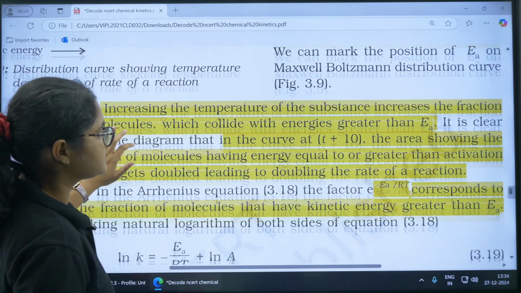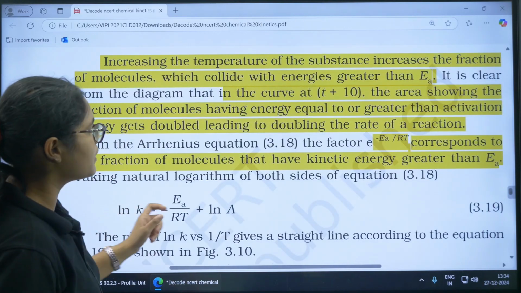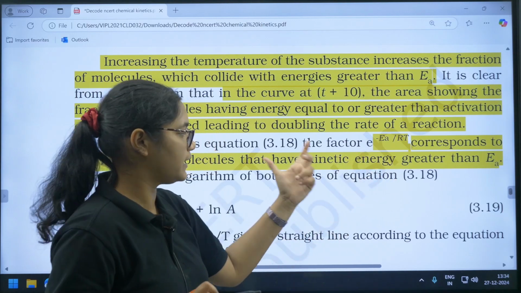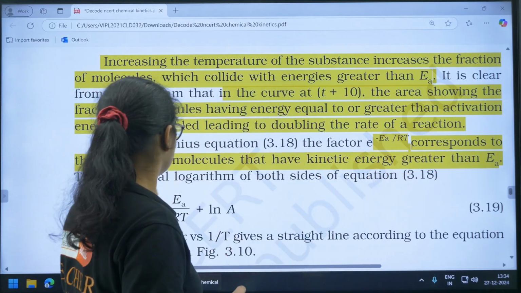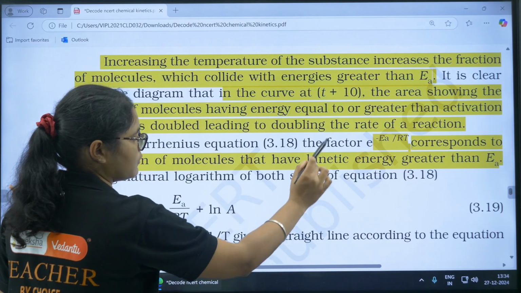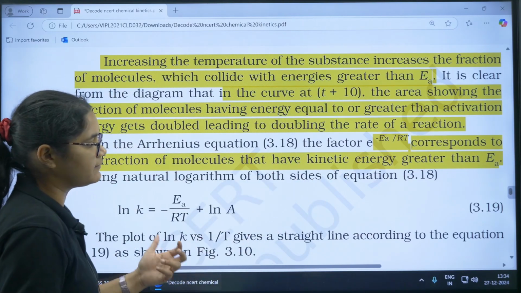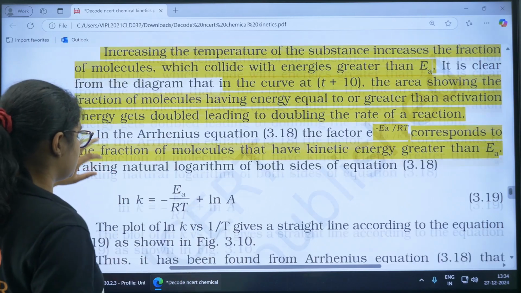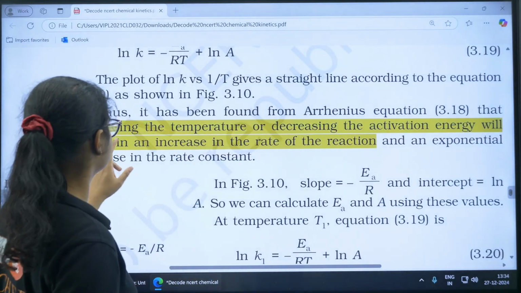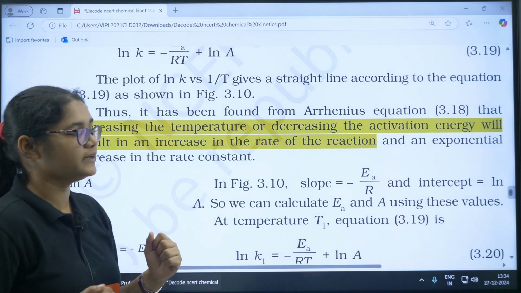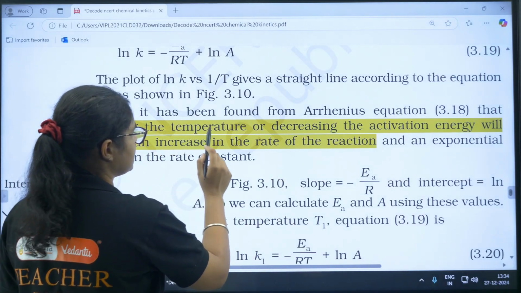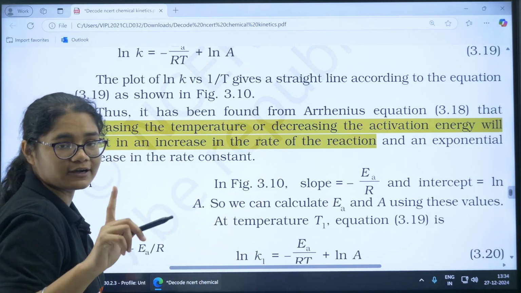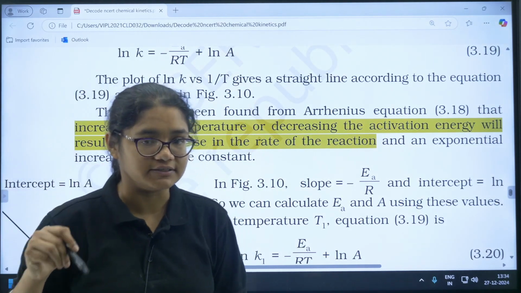Okay, and next, this is very important, what does e to the power of minus EA by RT symbolize. You can see here what it represents: the number of molecules having kinetic energy greater than EA. Okay, fine, then this is the equation, then you have the plot. Then this is important, how can the rate of a reaction increase. The rate of the reaction will increase with the increase of temperature or the decrease of activation energy. Okay, these are the two important factors: temperature should increase or activation energy should decrease.